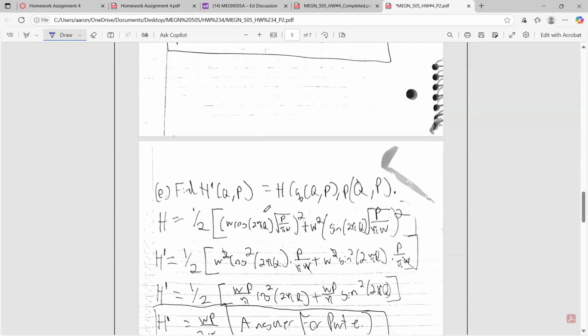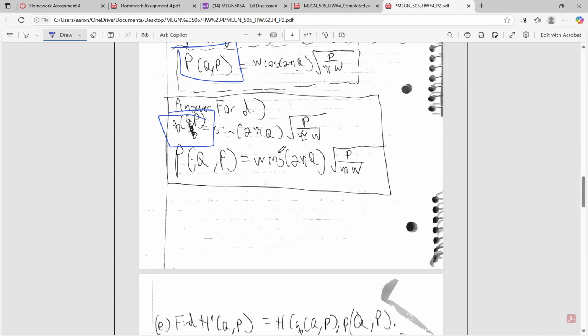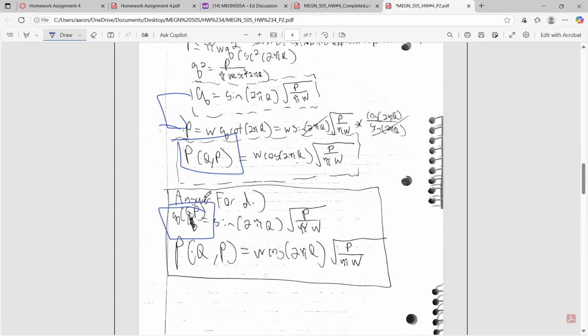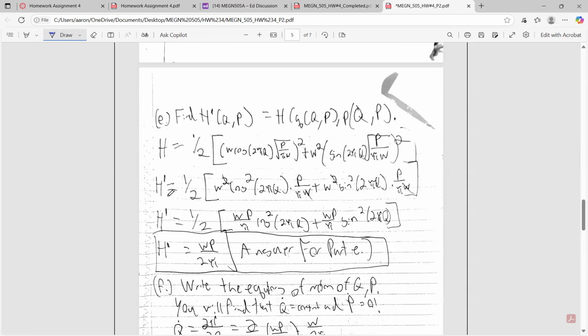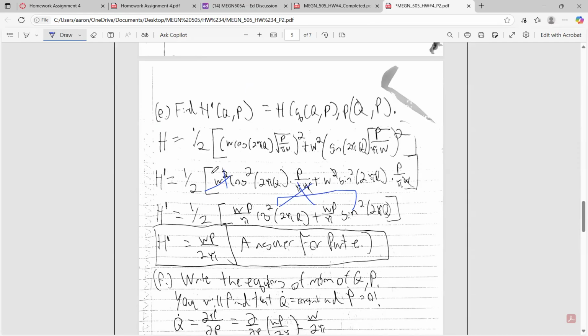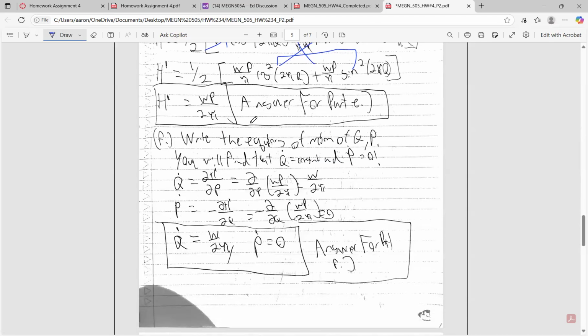And then here, further for the H prime, Q of P, I just went ahead, plugged these two into the original H equation, and just took the derivative, canceled out using a trig identity here, and just dividing 1/w divided by the second. And then this is the answer I got for part E.